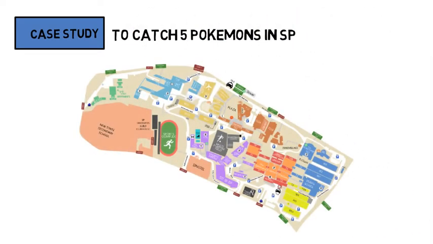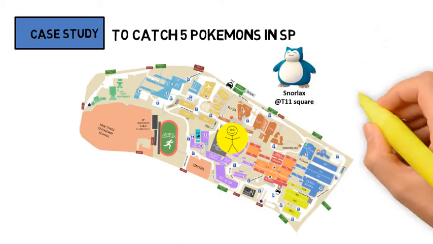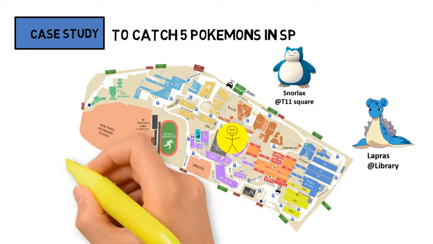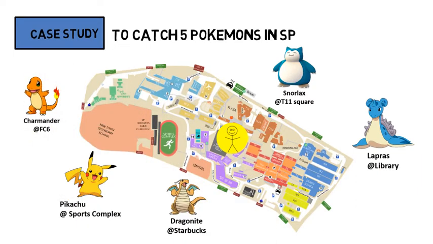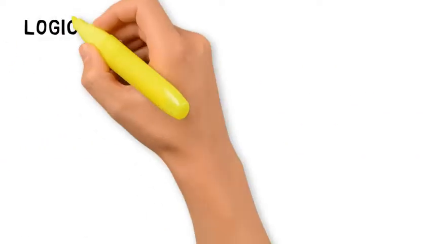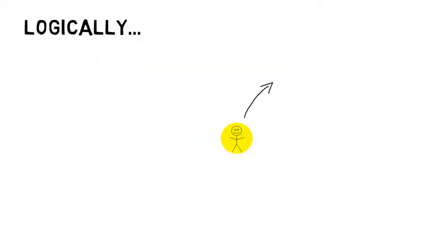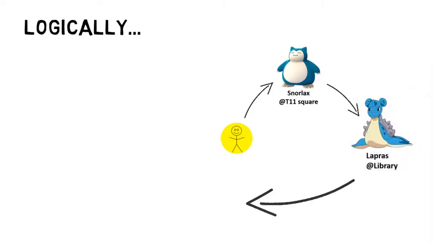Let's take a look at a simple case study. To catch 5 Pokemons in SP. One day, you are at SP McDonald's and decided to play the Pokemon game. You were excited to discover a Snorlax at T11 Square, Lapras at the library, Dragonite at Starbucks, Pikachu at the Sports Complex, and a Charmander at FC6. Logically, you would set about catching them one by one by starting from the nearest one at T11 Square till the furthest one at FC6.